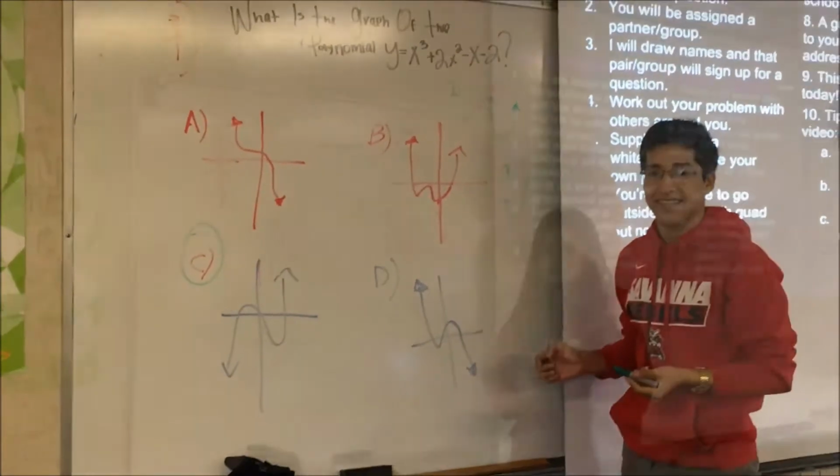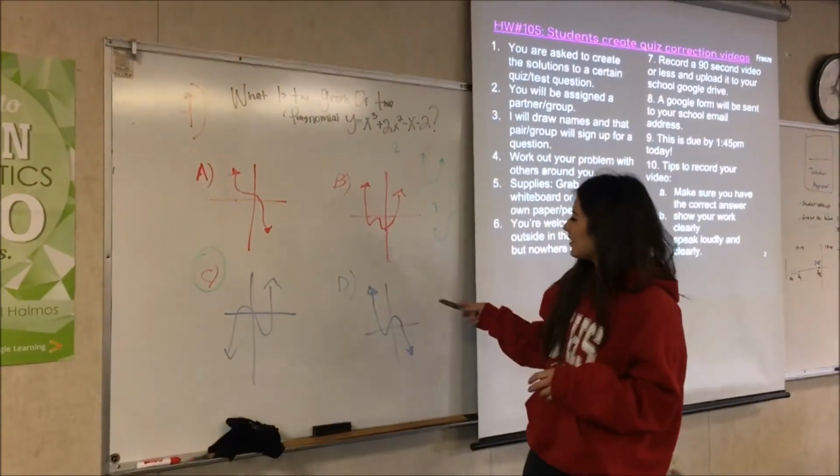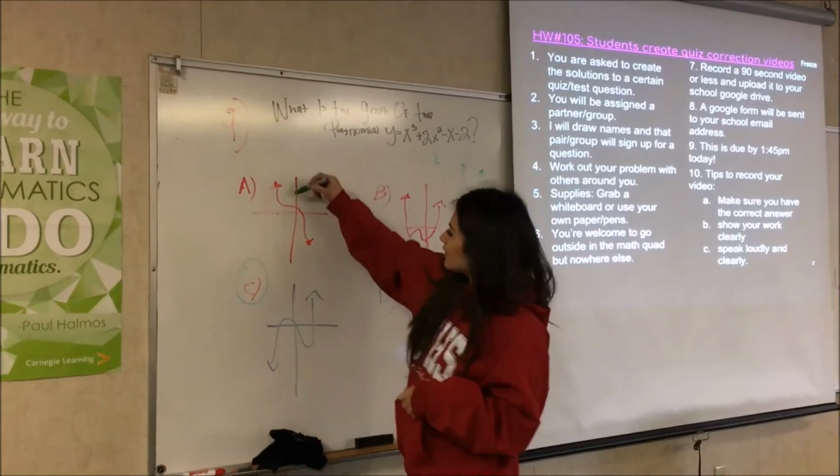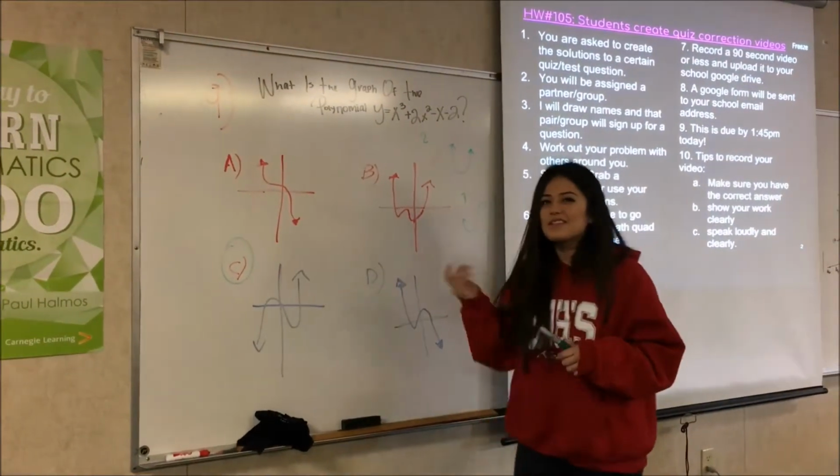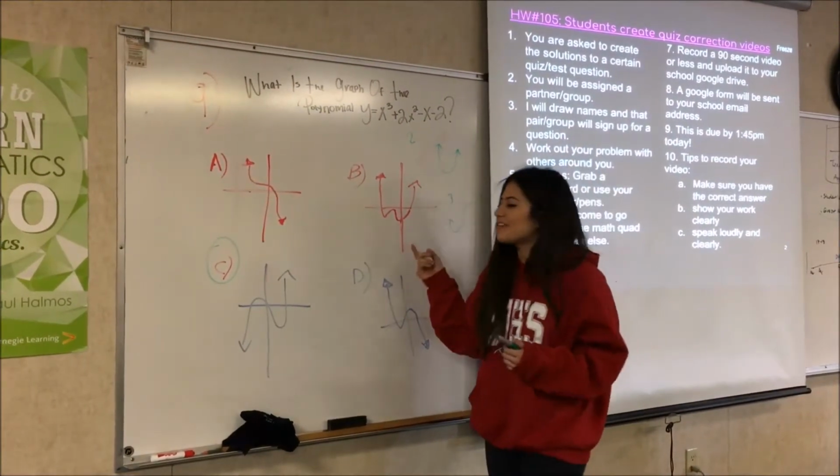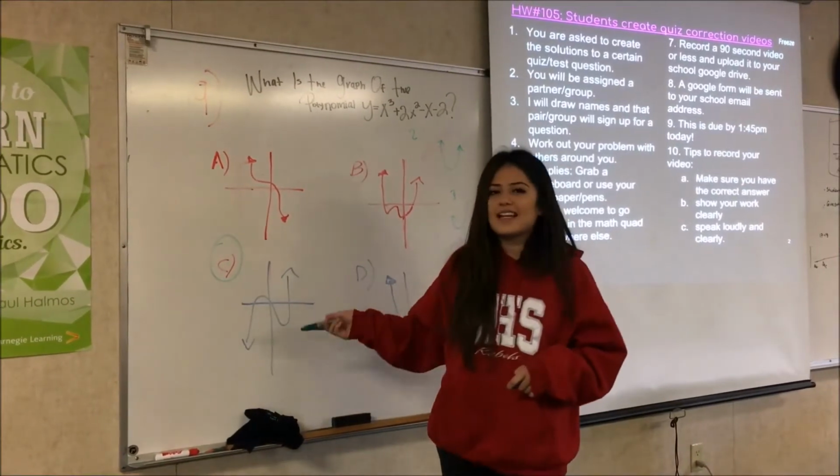The reason why it wasn't any of the other answers is because the left side goes down. And when the left side goes down, it means it's negative, and it was a negative and it was a positive, so the right side must go up.